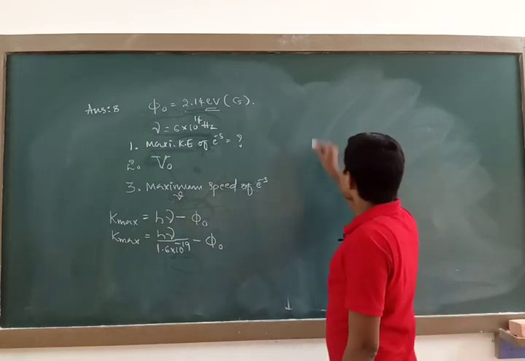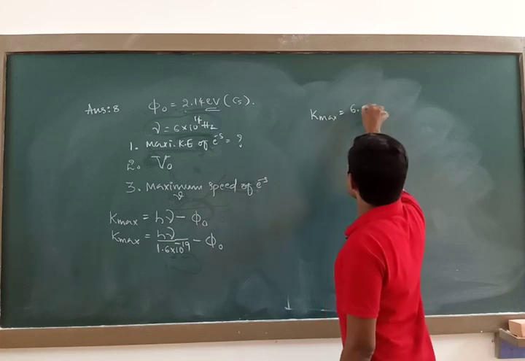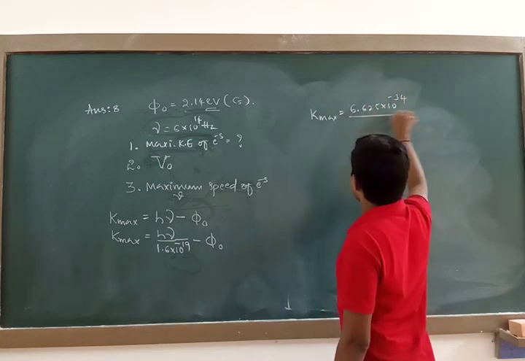See, K max is equal to h, 6.625 into 10 raised to minus 34.